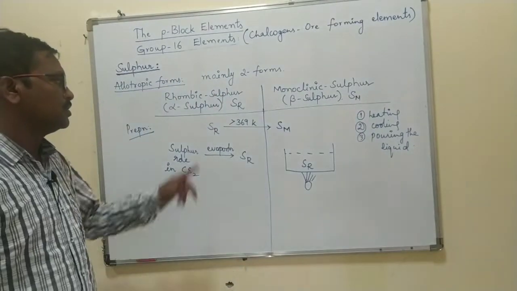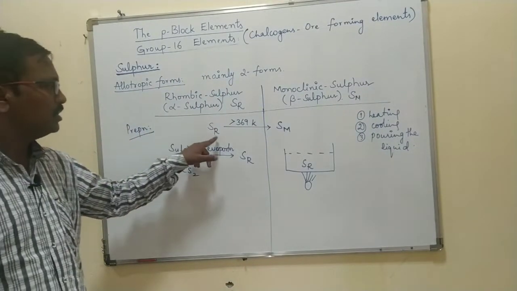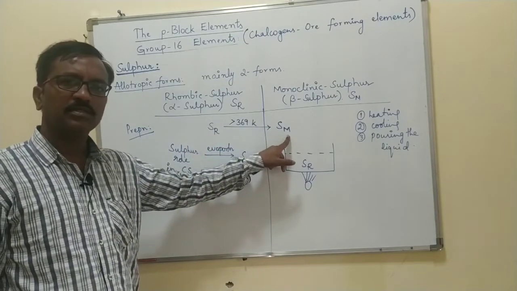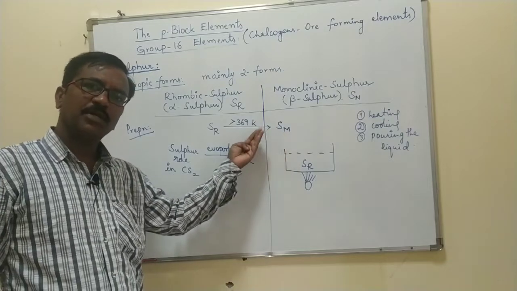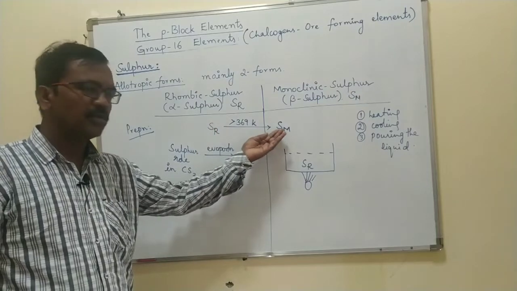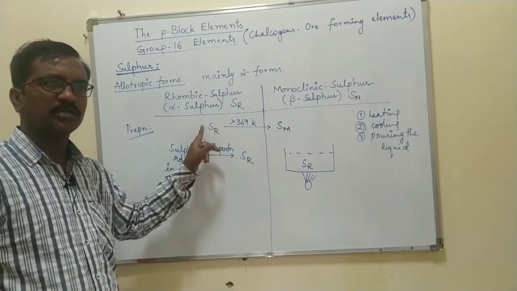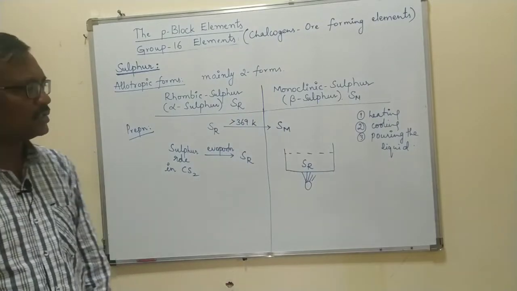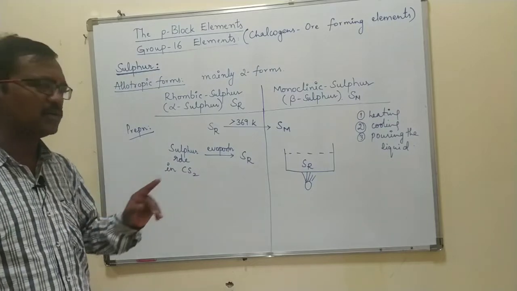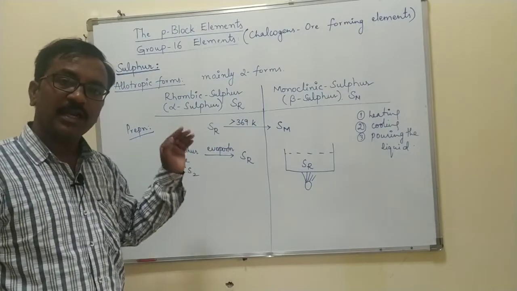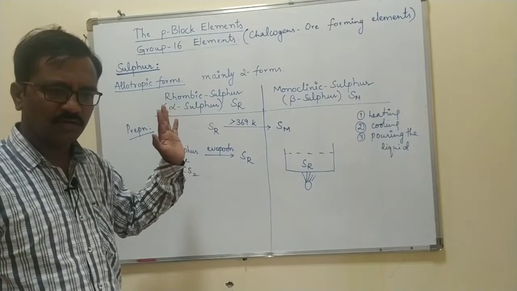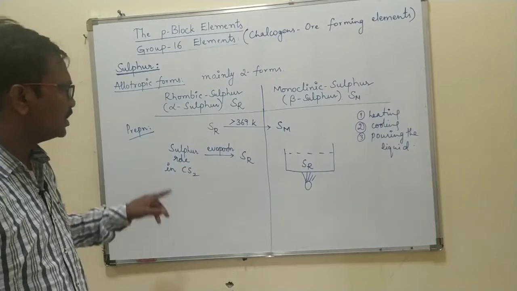If you heat rhombic sulfur above 369 Kelvin, it is slowly converted into monoclinic sulfur. If you decrease the temperature below 369 Kelvin, monoclinic is converted back into rhombic sulfur. Once again, don't confuse: both are sulfur, they differ only in crystal structure. There is no other difference.